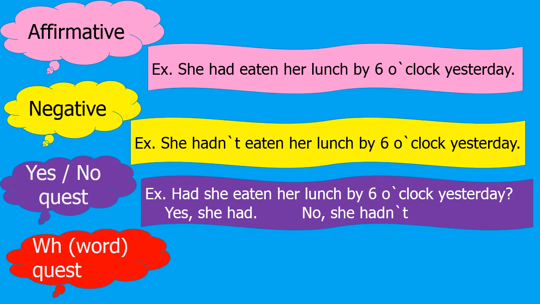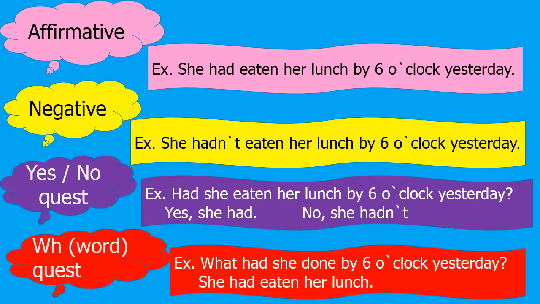WH question. WH word, had, subject, past participle. So the question will be, what had she done by 6 o'clock yesterday? The answer will be, she had eaten her lunch.